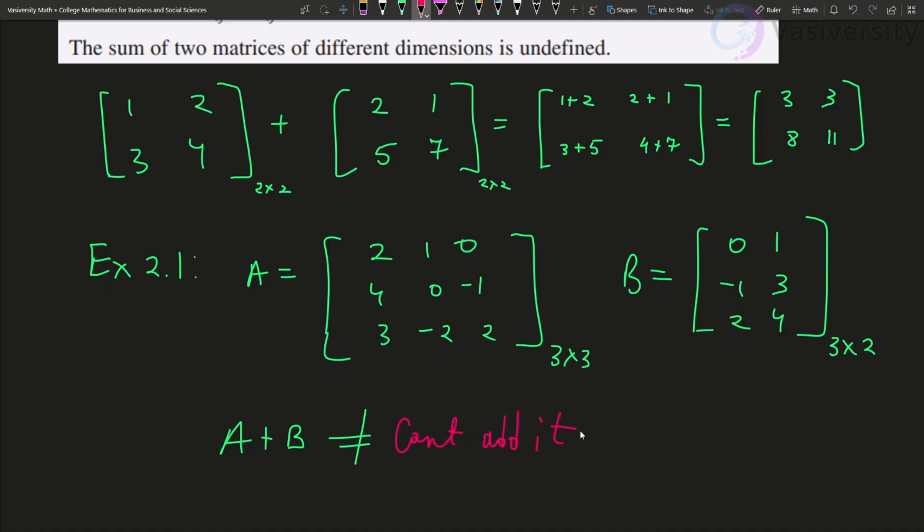And add it. So there's nothing. We cannot add it together. Okay. Now, for scalar multiple of matrix, we can also do scalar multiple of matrix.